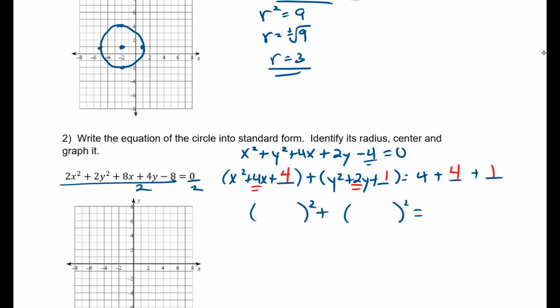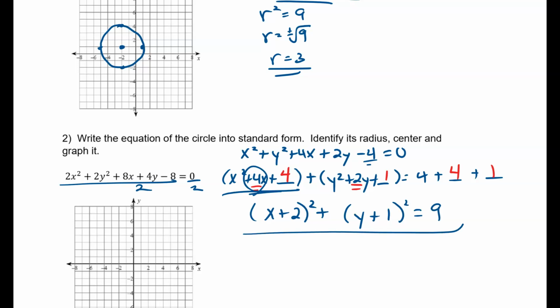What goes in the parentheses, the first set? Well, we have the x squared plus 4x plus 4. That factors into a binomial of x plus 2 quantity squared. Where did that plus 2 come from? That's done by dividing the positive 4 by 2. Then in our other parentheses, we are going to have a y plus 1 squared, and 4 plus 4 plus 1 is equal to 9.